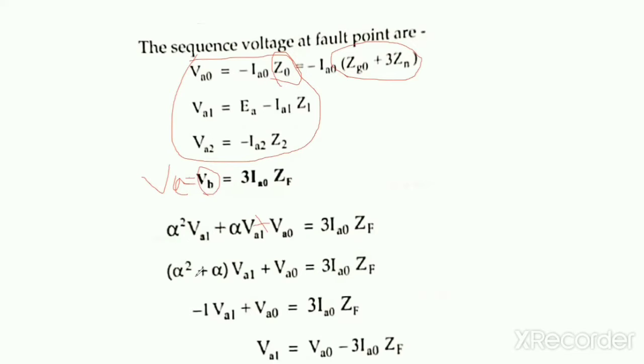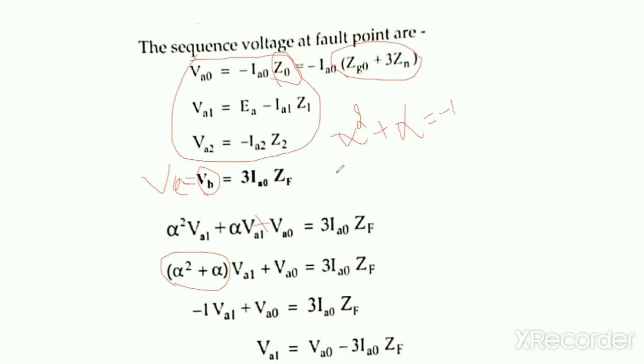In this, we take alpha square plus alpha common. Therefore, alpha square plus alpha into VA1 plus VA0 is equal to 3IA0 into ZF. Remember that alpha square plus alpha is equal to minus 1.